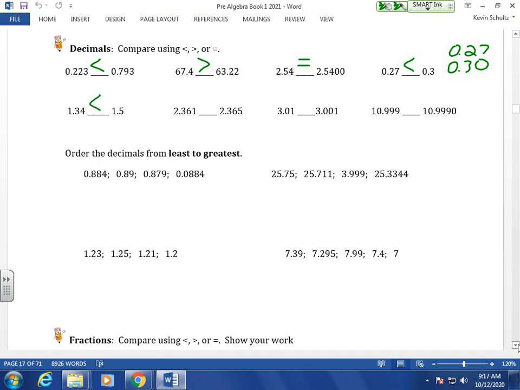1.34 is less than 1.5 or 1.50. 2.361 is less than 2.365. 3.01 is greater than 3.001, and 10.999 is equal to 10.9990. Questions on those 8? Ones you want to talk about?